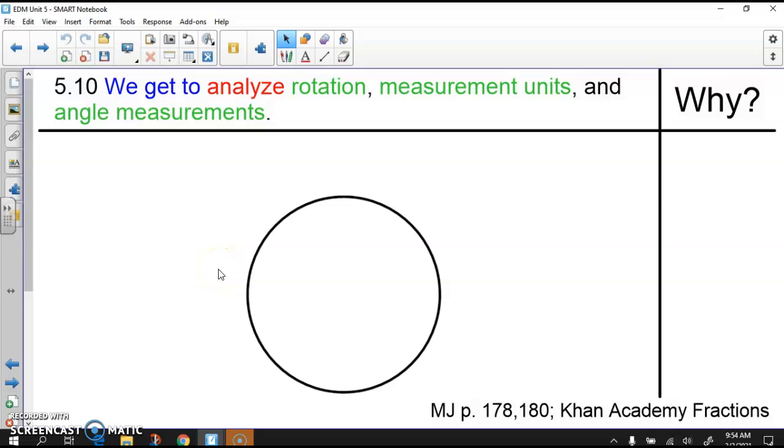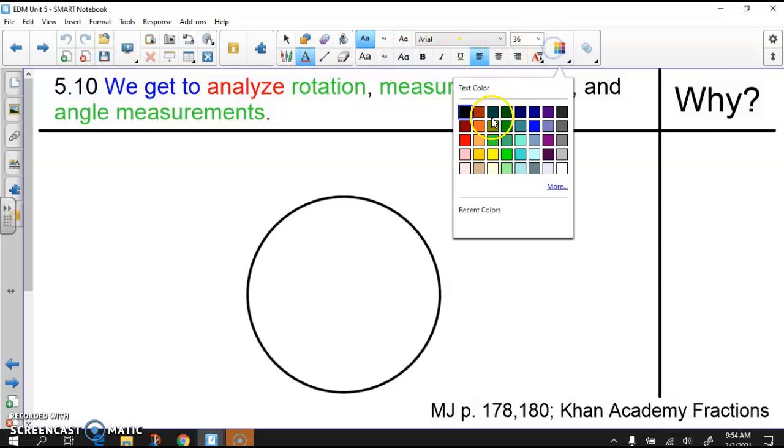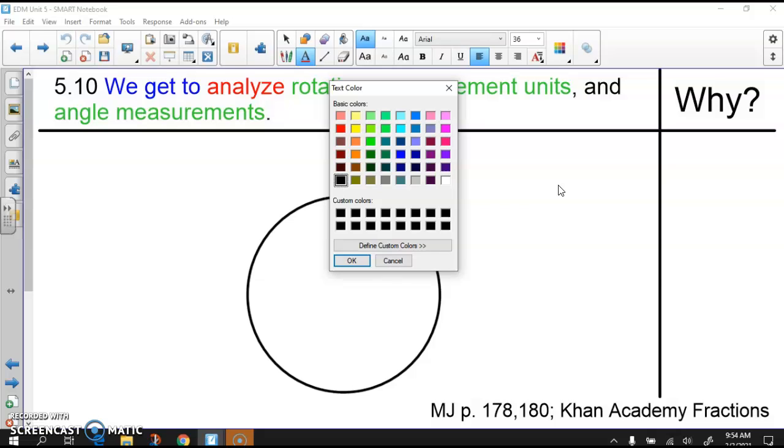Today, we're going to analyze, which means we get to look at and think critically about rotation, measurement, units, and angle measurement. There's a couple of reasons why we would do this. Any thoughts about why we're thinking about angles and angle measurement to start out with?